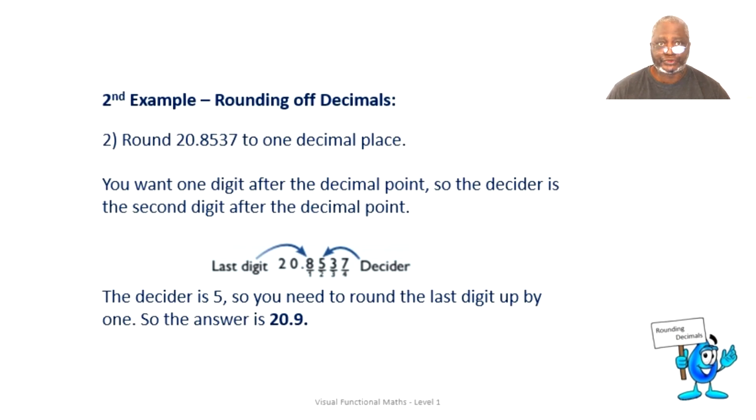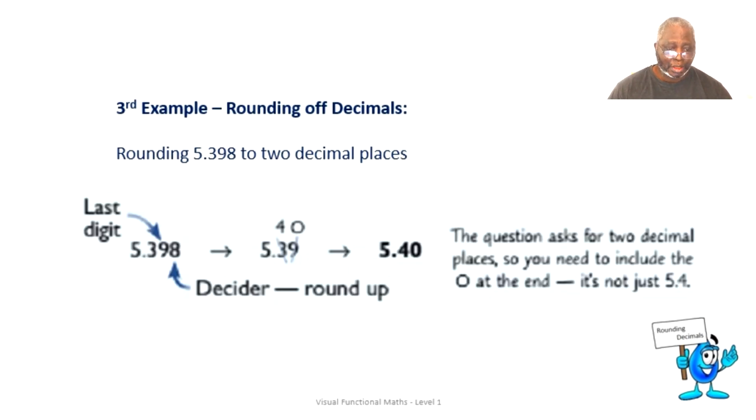However, as in all problems, there is a critical point you have to be very careful about. Round 5.398 to 2 decimal places. Now, the last digit is 9 and the decider is 8. So how do you round 9? Yes, 9 becomes 10. So you add that 1 to 3 and your rounded number becomes 5.4.